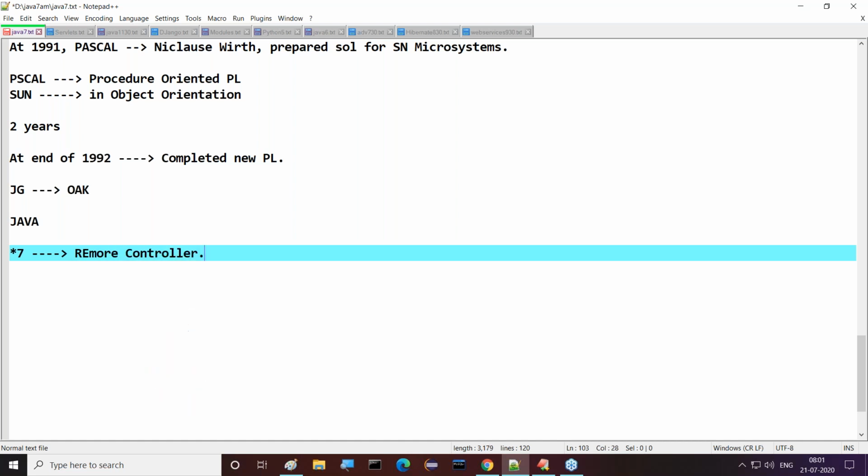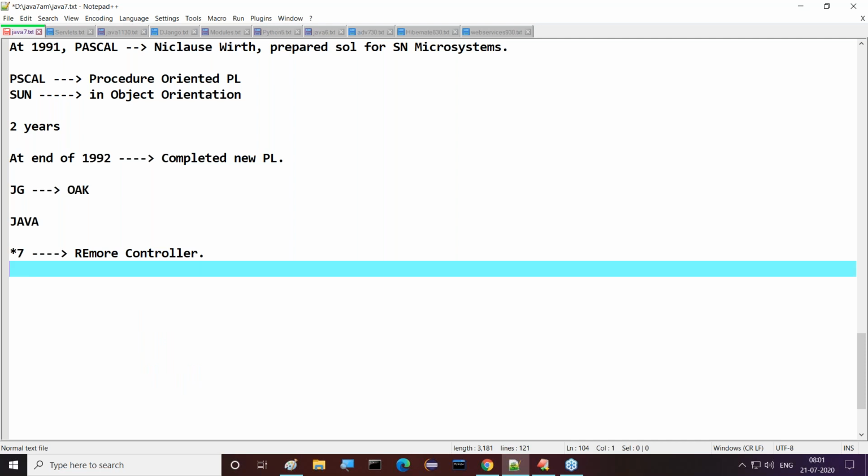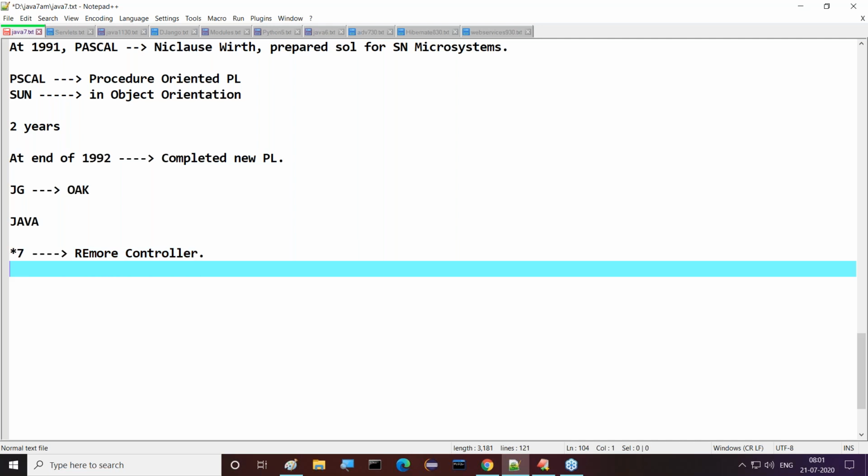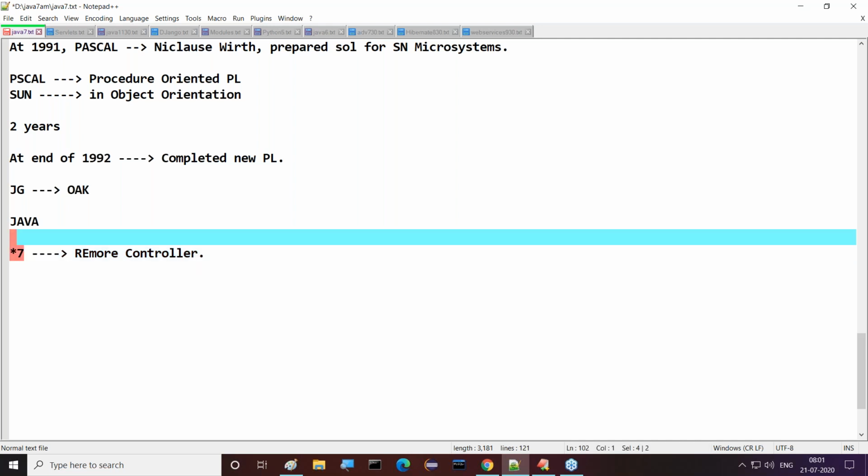The first product was prepared by Sun Microsystems on the basis of the Java programming language. Their product name is which one? Star 7. And then they kept the Star 7 in selling mode. But unfortunately, what happened? No customer was identified to take the Star 7. Sun Microsystems waited nearly 1.5 years.